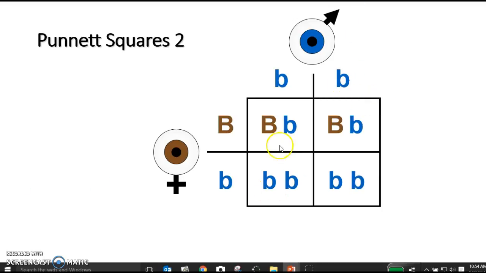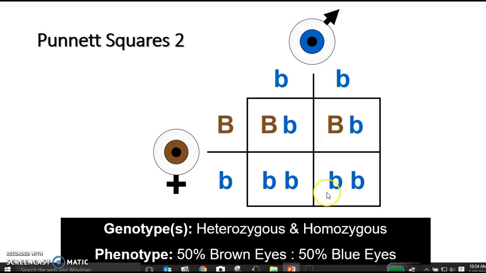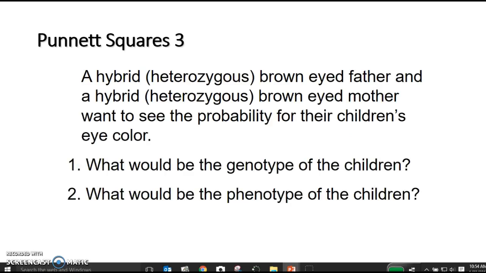Now what we see is we have a 50-50 chance of having a brown-eyed kid or a blue-eyed kid. So we have 50% heterozygous, 50% homozygous, 50% could be brown-eyed, 50% could be blue-eyed. So they have a 50-50 chance of having kids with brown eyes or kids with blue eyes. That doesn't mean if they have 4 kids, 2 will be brown eyes and 2 will be blue eyes. It's a mix.